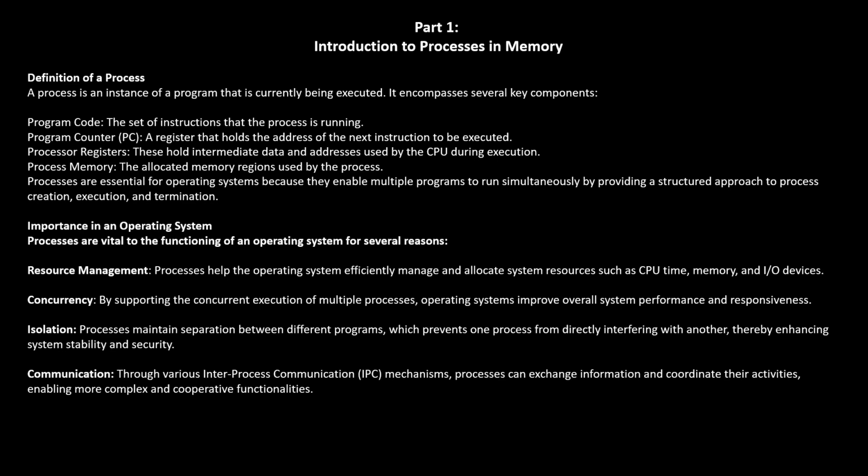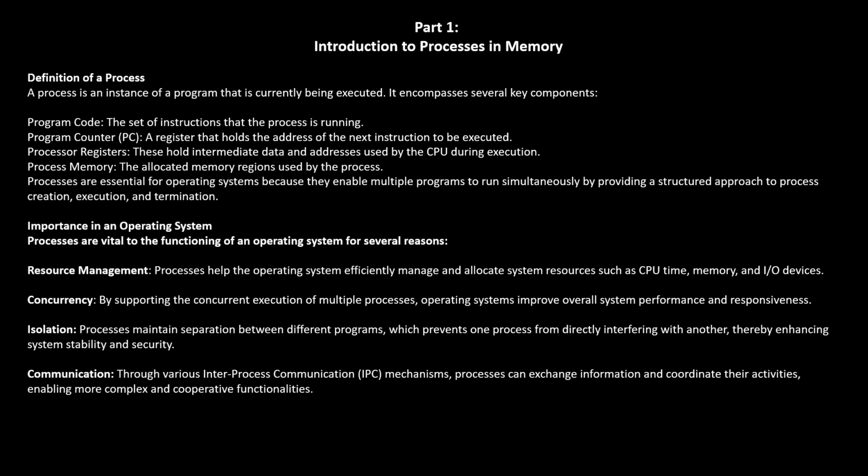Introduction to process in memory. Definition of process. A process is an instance of a program that is currently being executed. It encompasses several key components: program code, the set of instructions that the program is running; program counter, a register that holds the address of the next instruction to be executed; and program register, the whole intermediate data and address used by the CPU during execution.